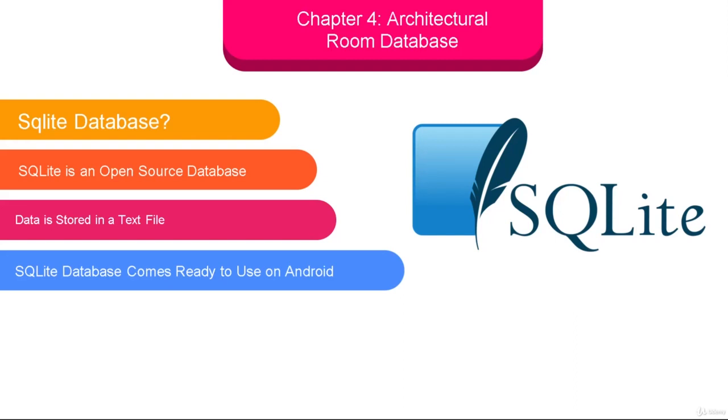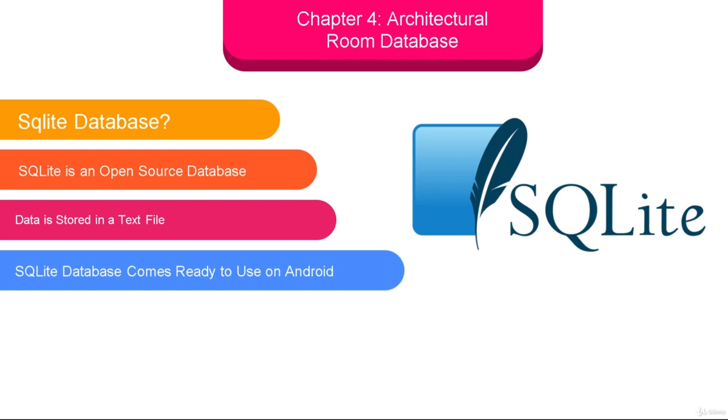So many database solutions have been developed for Android devices. One of them, which you may know very well, is the SQLite database. SQLite is an open source database type used on Android devices. SQLite stores the data in a text file in the device's memory.